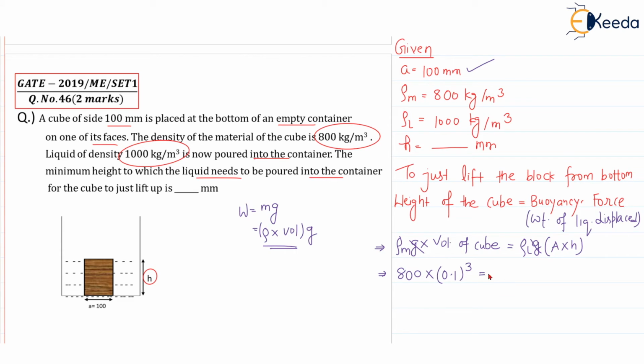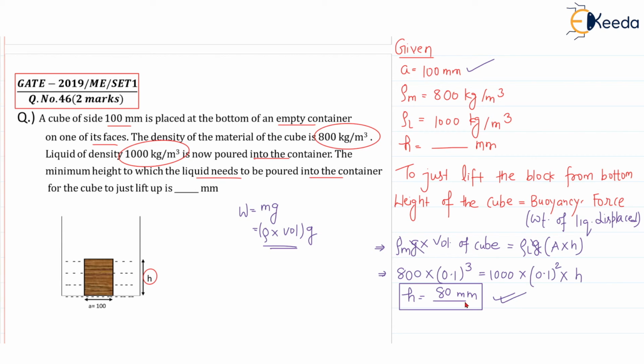Equal to density of the liquid, 1000, into area, which is 0.1 whole square, into h. So using this equation you can find the value of h, which is the only unknown. So 800 into 0.1 cube equals 1000 into 0.1 square into h. Out of this you will get h equal to 80 mm. First you will get it in meter, then if you convert you will get h equal to 80 millimeter, and that is the final answer for this question.